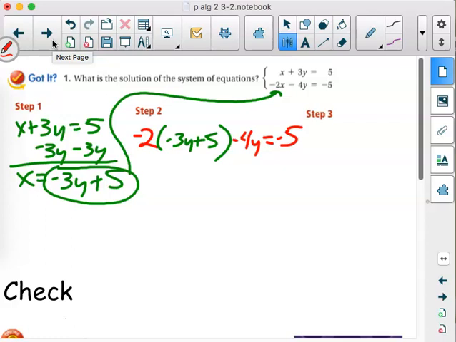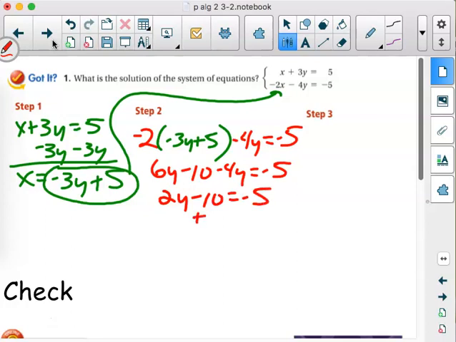Does that look like something we can do? Sure does. 6y minus 10 minus 4y equals negative 5. Combine like terms. 2y minus 10 equals negative 5. Add 10. 2y equals 5. Divide by 2.